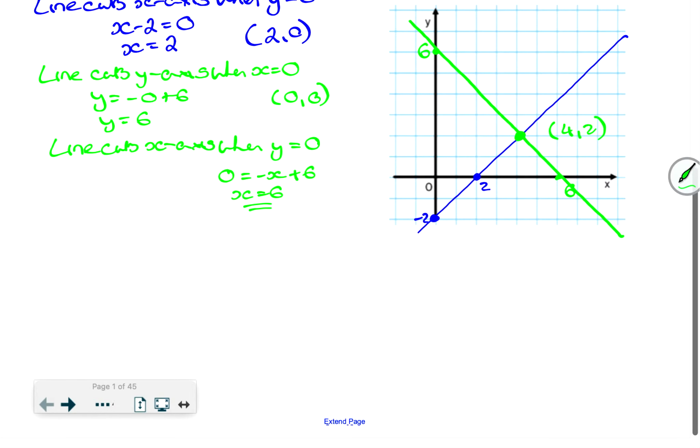So therefore the solution to these simultaneous equations is going to be x is equal to 4, y is equal to 2, because the two lines pass through the point 4, 2. And that really is just how you solve simultaneous equations by sketching them out. Let's look at the next example on that then.